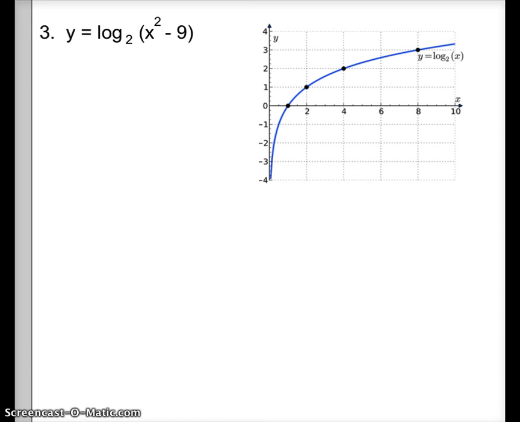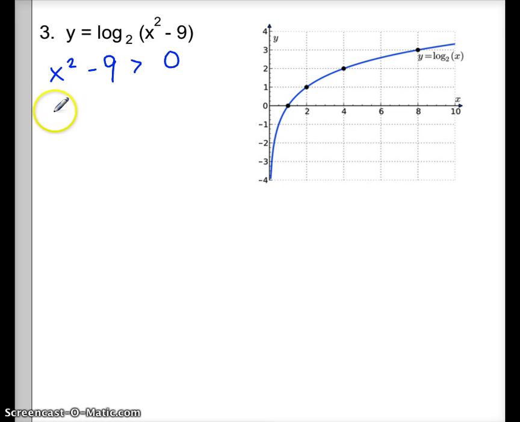Let's take a look at example 3. Again, I have shown the parent function of a log graph here just to give you a visual to help you remember about domain. All right, so when we're calculating the domain, remember the domain of the parent is x is greater than 0. So we take x squared minus 9 and set that greater than 0. We're finding our domain. Well, this is a quadratic. This is not a linear function.